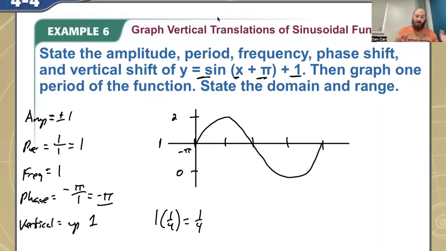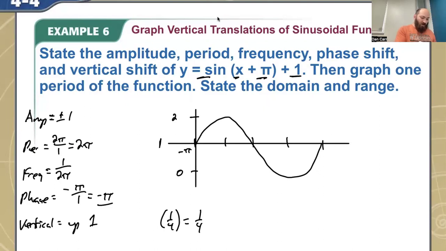Sorry about that. I just realized I made a mistake. I went way back here to period. This was messed up. Period is 2 pi over b. So this is just 2 pi here. I don't know why I did that. So that changes a few things. Number one, frequency is now 1 over 2 pi. Phase shift is still the same. It's negative pi over 1. So it's negative pi for a phase shift.